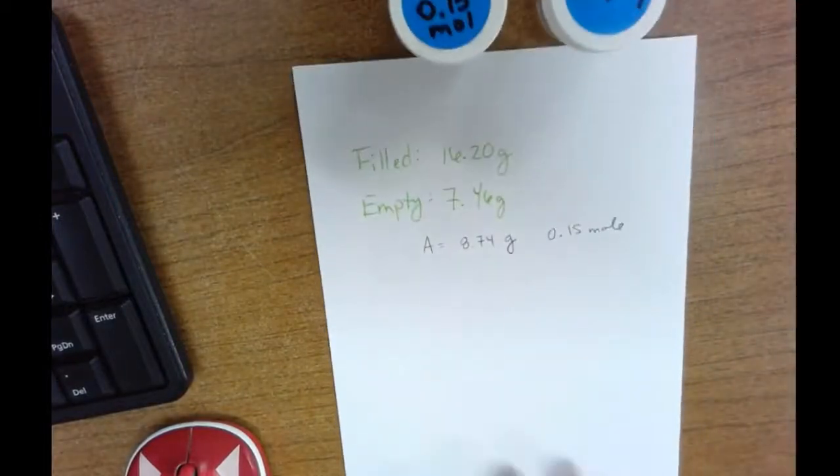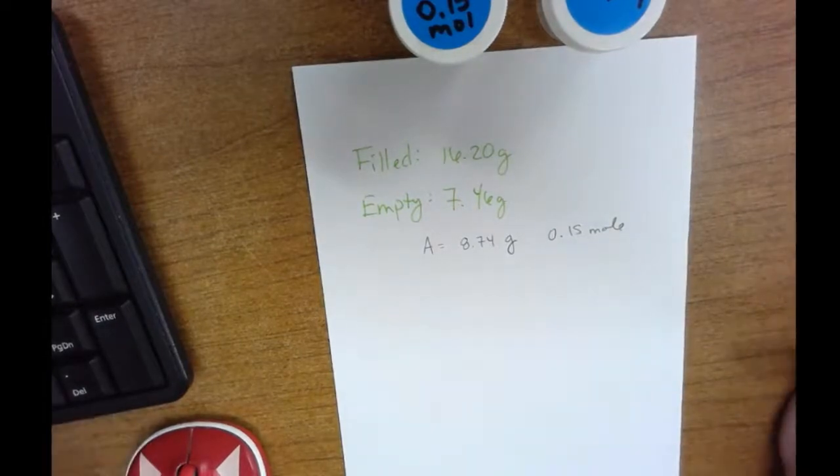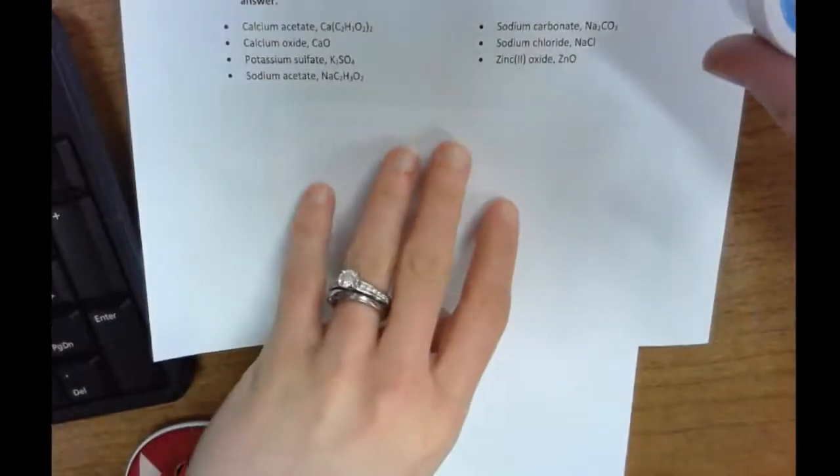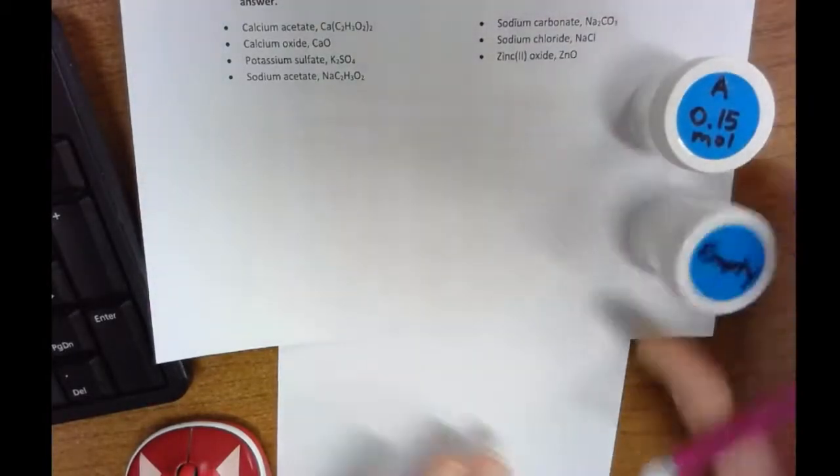All right, and I'm trying to figure out what substance A is. So make sure you're following along with my train of thought here. In order to figure out what a substance is, you need to know its molar mass, because the molar mass can identify the substance. So here's my list of possible substances. I'm going to put it up here. And then again, here's my containers, and here's the work I've done so far.